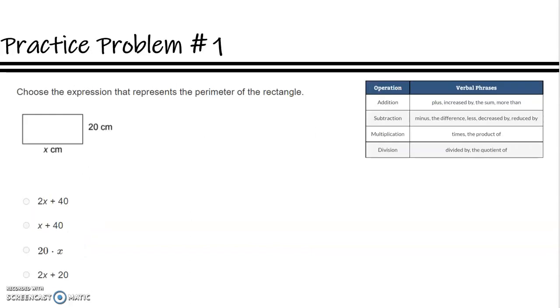Okay, practice problem 1. Go ahead and pause the video and see if you can figure this one out. Choose the expression that represents the perimeter of the rectangle. So first of all, you need to remember what perimeter is. Remember that is around the figure. So we're adding all the sides up.